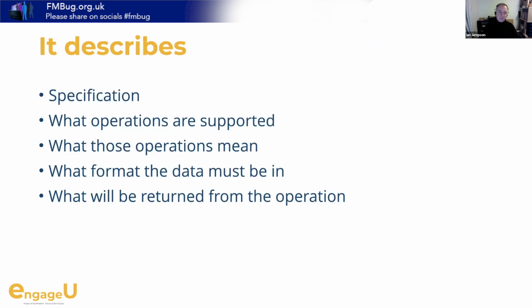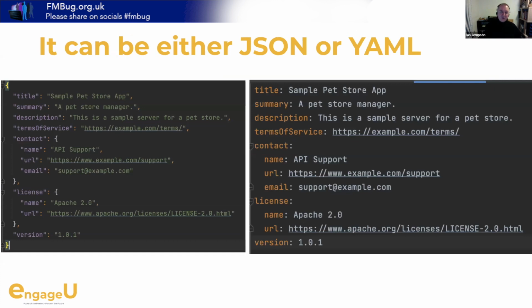It describes the specification: what operations are supported, what those operations mean, what format the data needs to be in, and what's going to be returned. It can be in either JSON or YAML. YAML stands for YAML Ain't Markup Language, though it looks like it. And we're going to be focusing on JSON for reasons that you can probably guess.